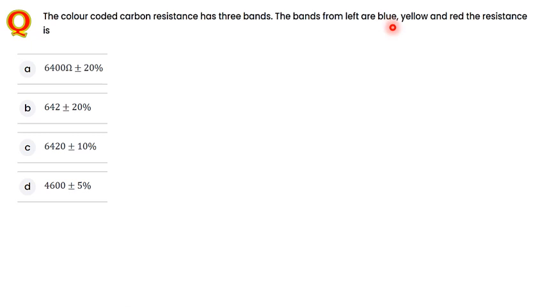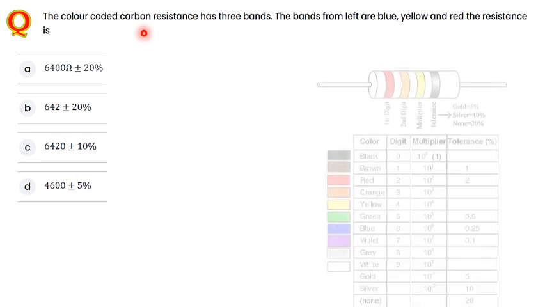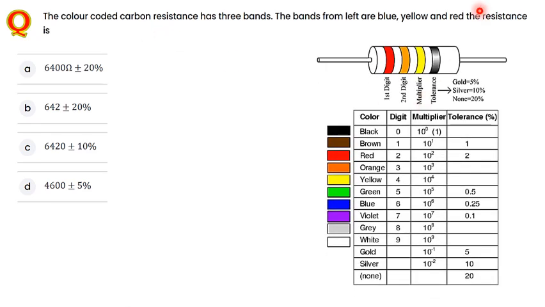From the left, the colors are blue, yellow, and red, and we find the resistance using the color code formula. Blue, yellow, and red: the first color gives the first digit, the second color gives the second digit, and the third color is the multiplier.